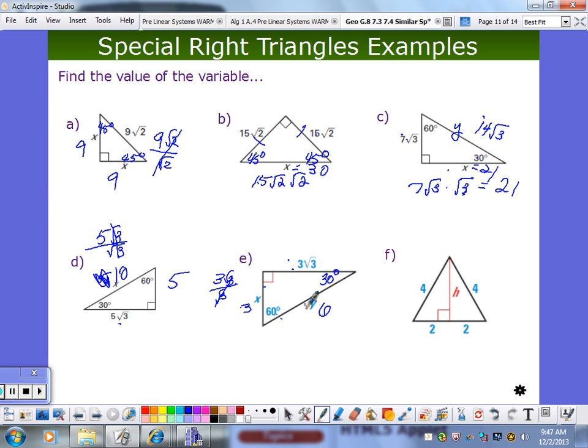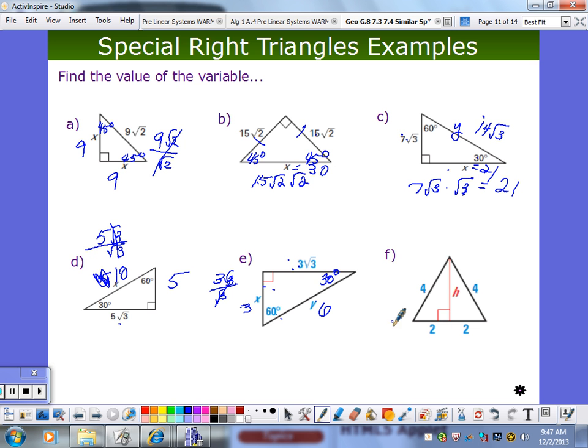This is the side opposite the 30. It's the shorter leg. The shorter leg is the longer leg divided by radical 3. Or you could say the shorter leg times radical 3 is the longer leg. You can do it that way. And then what's going on here?